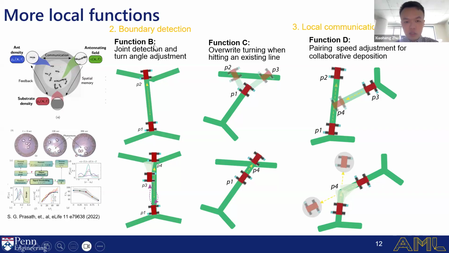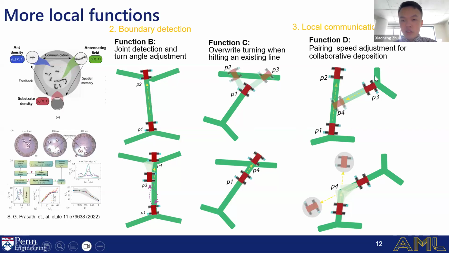So that's the reason we add two functions. The first function is called boundary detection. For example, if a single agent detects another node nearby, it will slightly change the deposition angle and merge to that node to increase the nodal connectivity. Another example is if the single agent detects another beam nearby, it will not do the bifurcation. Instead, it will deposit material directly through there to improve the material efficiency.